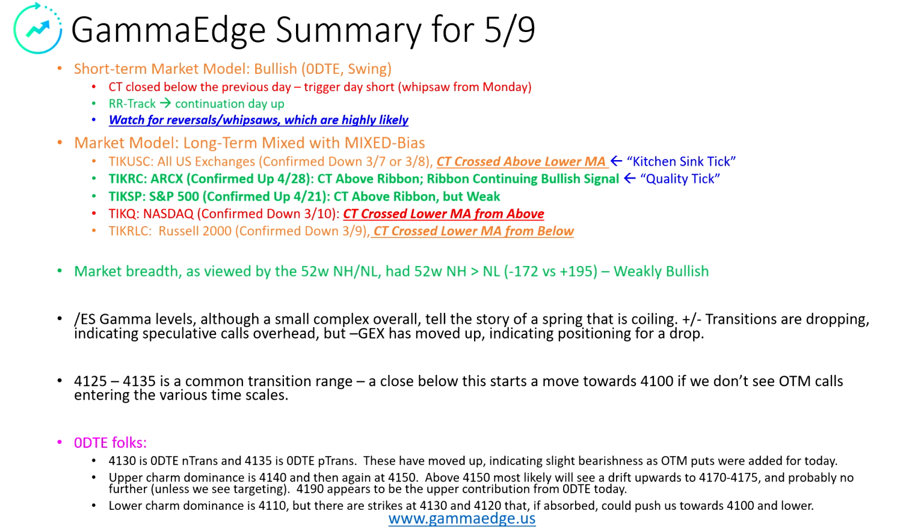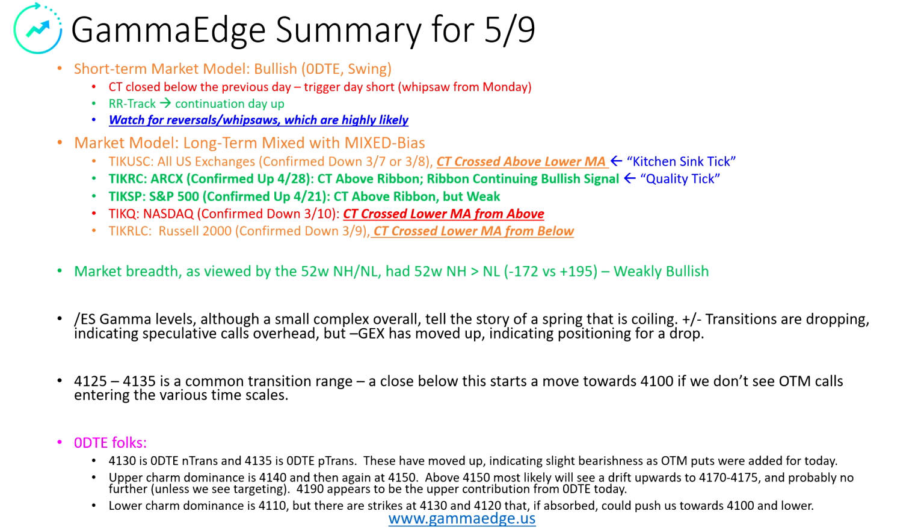41.25 to 41.35 remains the common transition range right now. A close below this starts to move towards 4100, where we really need to see out-of-the-money call speculators entering across all the timescales. We have a large amount of expiries of calls that are occurring, and if we don't replenish those, it just continues to strengthen the bears in the put side of the equation.